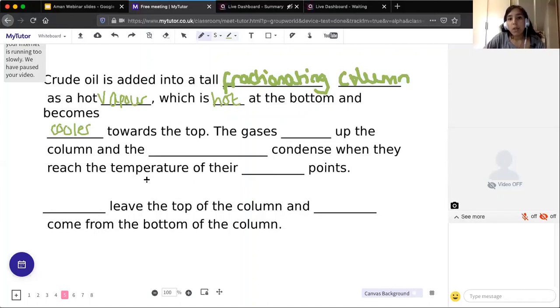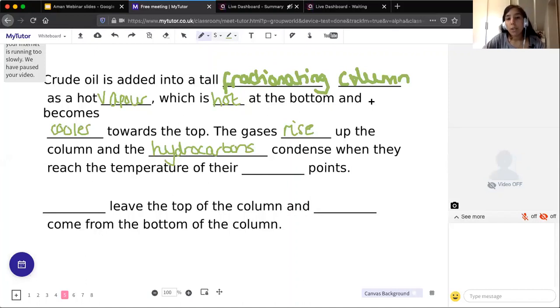Well done. What do the gases do then in that fractionating column? Good, they rise. The best word to use is rise. So they rise up the column, and the what condense when they reach the temperature of their what points? We know they're gases, so they're going to condense. Do you remember I said what crude oil is made of? What is crude oil made of? Hydrocarbons, excellent. So the hydrocarbons condense when they reach the temperature of their what points.